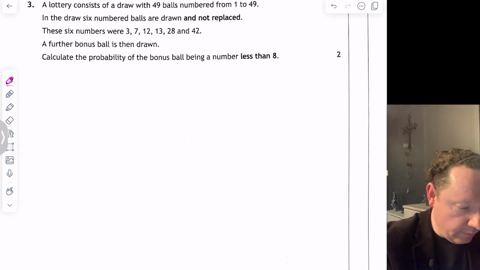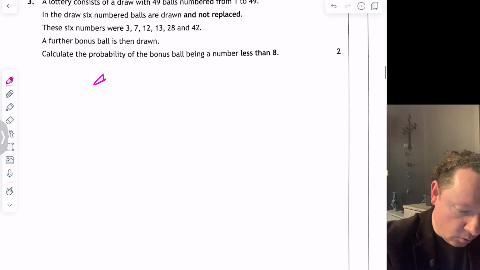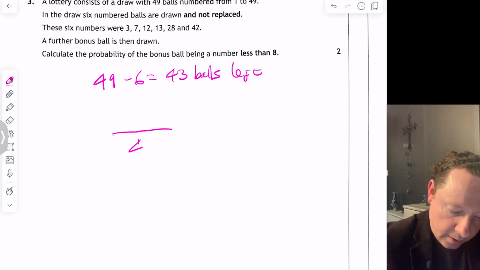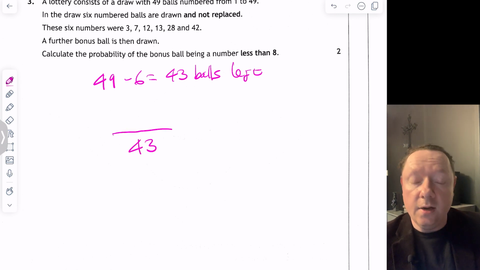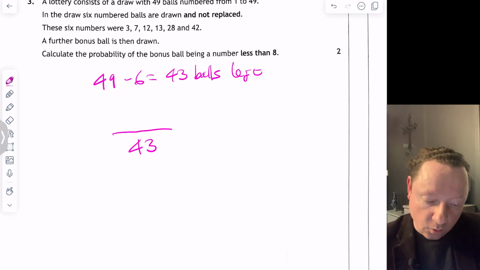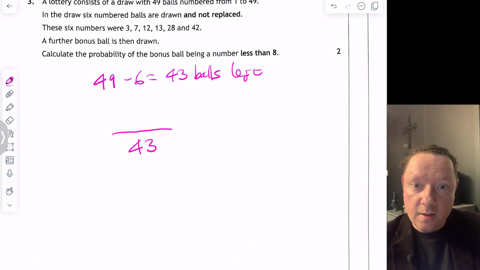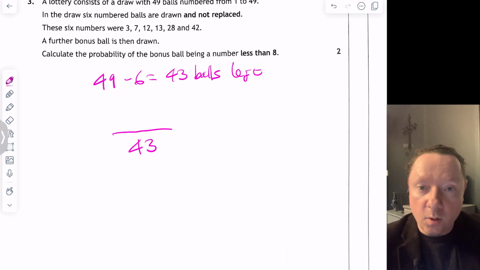So how many balls are left? I've got 49 balls to start with, and I've took out 1, 2, 3, 4, 5, 6. So there's 43 balls left. So that's going to be the bottom number for my probability. I need to work out how many numbers are less than 8 on top. Now you might be tempted to go 1, 2, 3, 4, 5, 6, 7. But that would be a mistake because some of these balls have already been drawn.